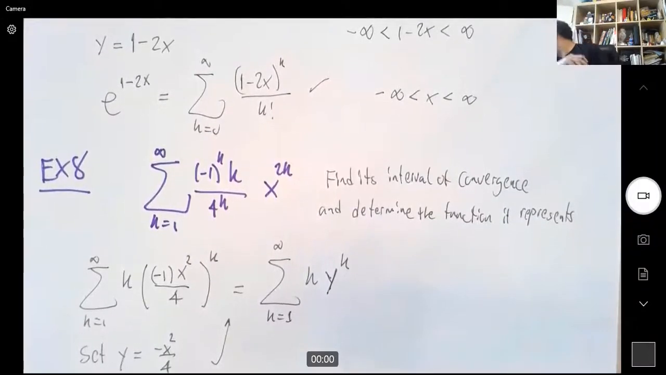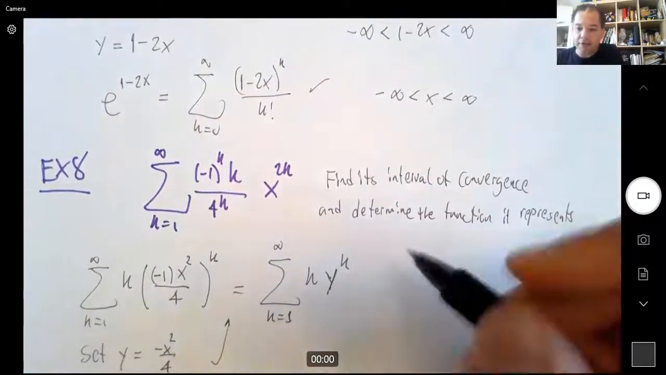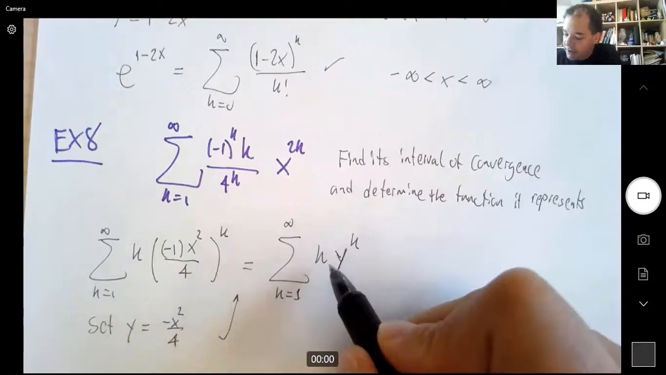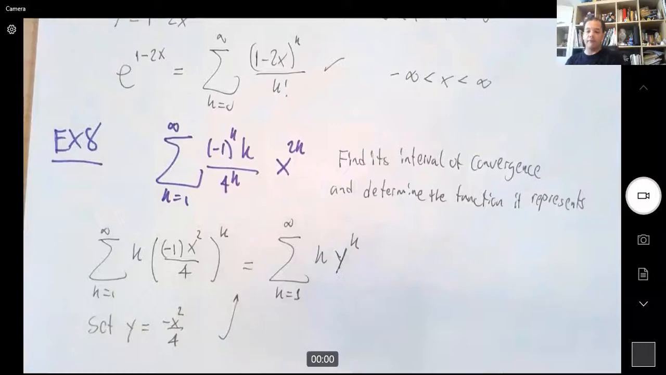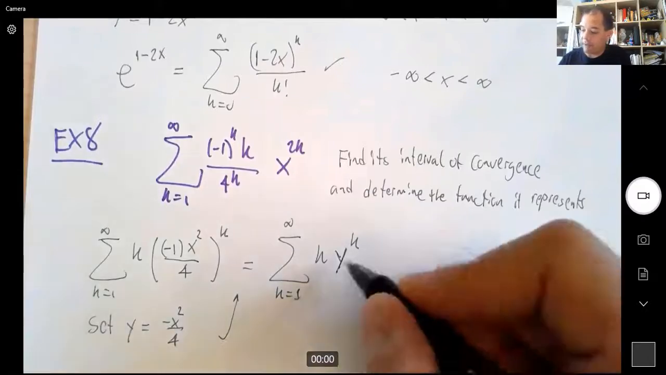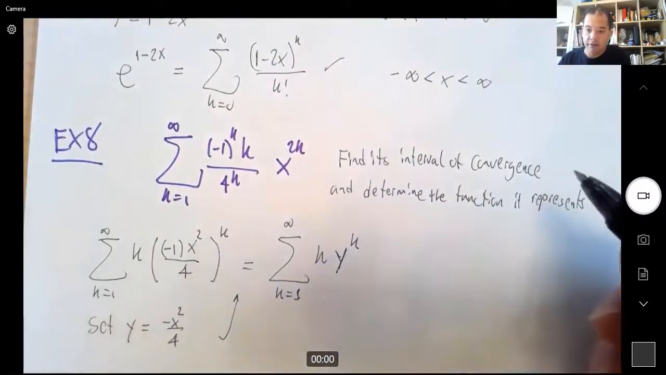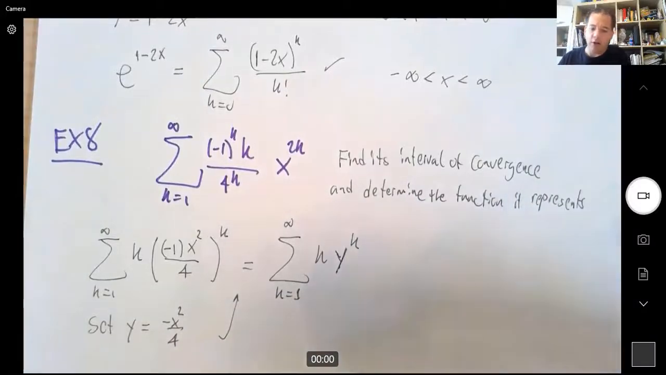Okay, now what else can I do? Well, the next thing that I can do is think about how you get something like this. When is it that you get something that looks like k y to the k? What does this remind you of? To me, it reminds me of the derivative of y to the k, right? What's the derivative of y to the k? The k comes down, so it's k y to the k minus 1. That's the only problem, right? That I don't have the k minus 1. But maybe I can put it up like that, right?